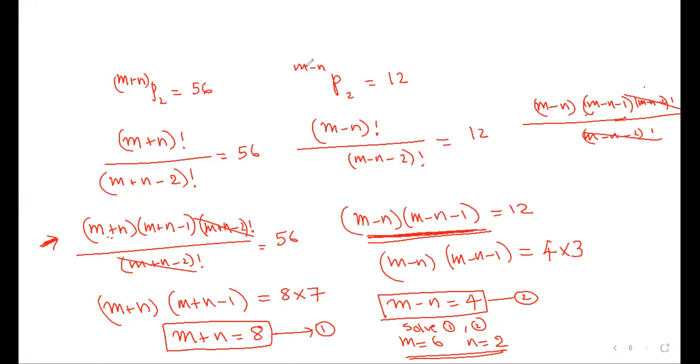But I taught you another shortcut. If you have P2, write 2 numbers starting from m minus n. Directly write. I don't want you to do that definition at all. Understood, sir. Suppose I write xP3. You can directly write x into (x minus 1) into (x minus 2). 3 numbers starting from x. Understood? So if you use that, it will be very fast to solve the problem.